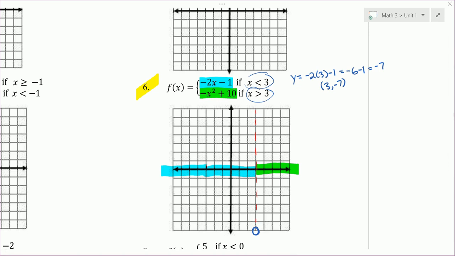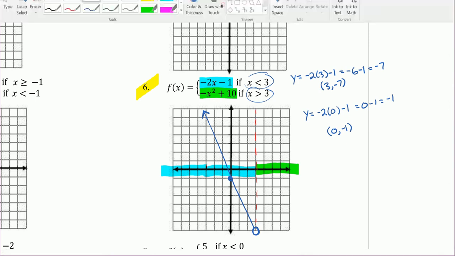Okay. So now I'm going to pick another value. I'll plug in 0. So y equals negative 2 times 0 minus 1, which is 0 minus 1, which is negative 1. So if I plug in a 0, I get negative 1 as an answer. So that is actually included in the blue part, so I'm going to color that in. And there's my line. Keeps going on to the left, so I'm going to put my arrow on the left side. Not going to put an arrow on the right side. So that's the first piece of my piecewise function.